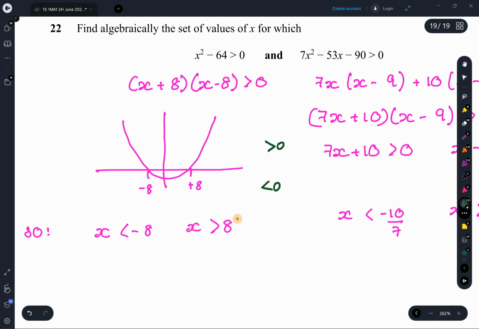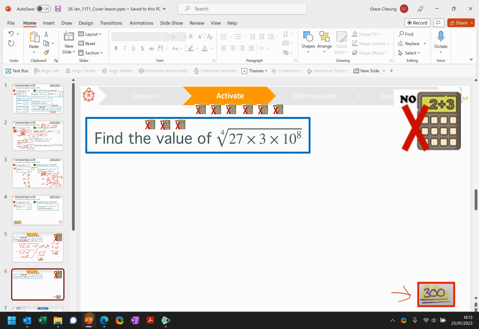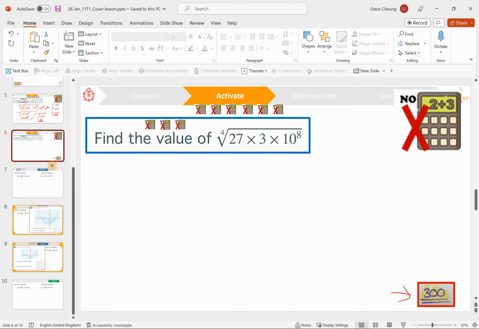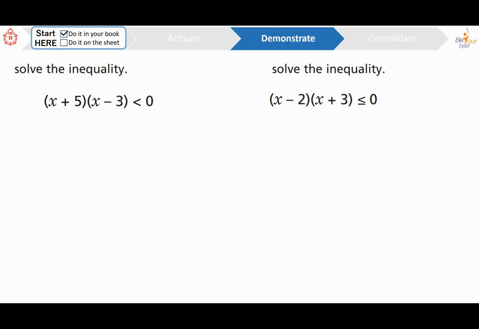If it's bigger than 0, it means it's here, because I want to find out, on this curve, what the X value is. If it's less than 0, you will want to find out what is this, so that is kind of shading this way. So that's why, on the slide that I showed you briefly, I would like you to practice this. So in your book, if you still have time, do this.